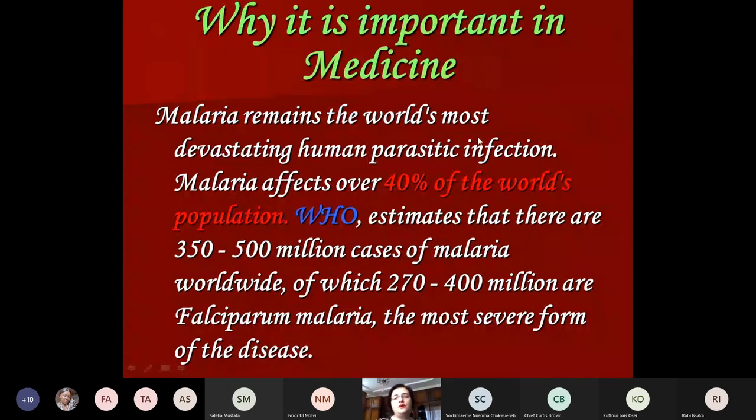Malaria remains the world's most devastating human parasitic infection. Malaria affects over 40% of the world's population. Can you imagine? It's like COVID already. World Health Organization estimates that there are 500 million cases of malaria worldwide, of which 400 million are falciparum malaria, the most severe form of the disease.